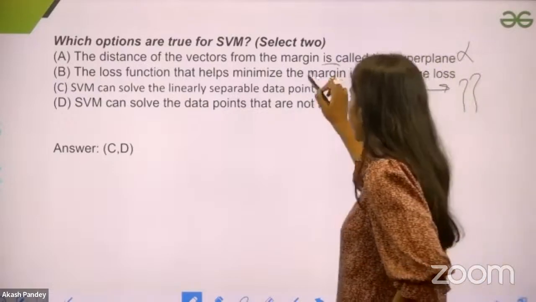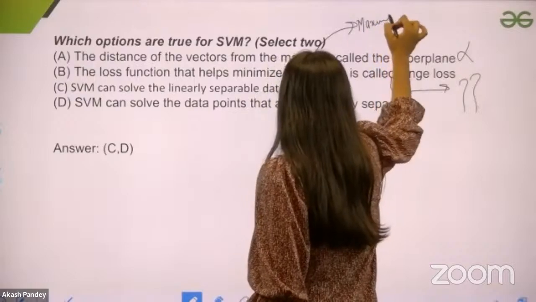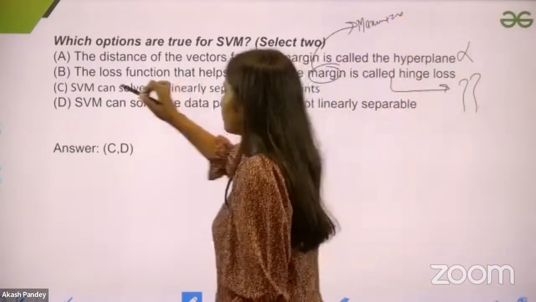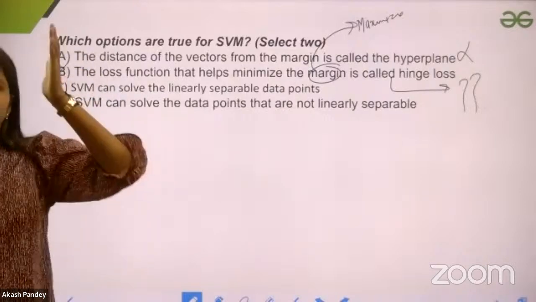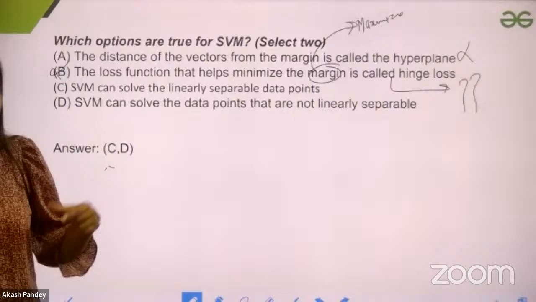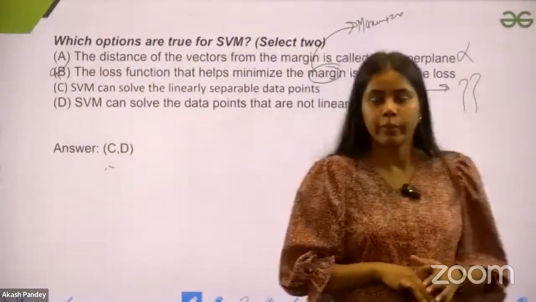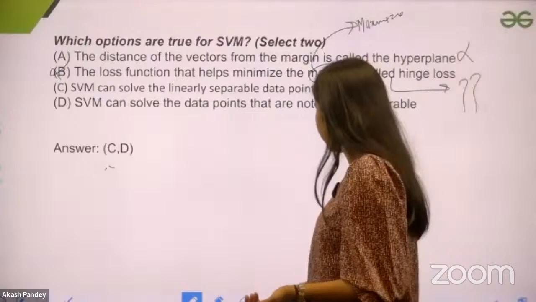Okay, so basically we have to maximize the margin. That's why option B is not true, because we have to maximize the margin. That means I have to maximize the distance between the decision boundary and the support vectors. Option B is not true because it is saying that you have to minimize the margin, right? So C and D are the correct options.